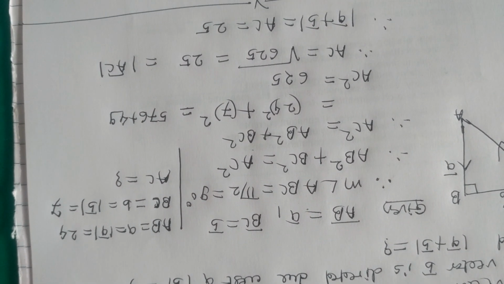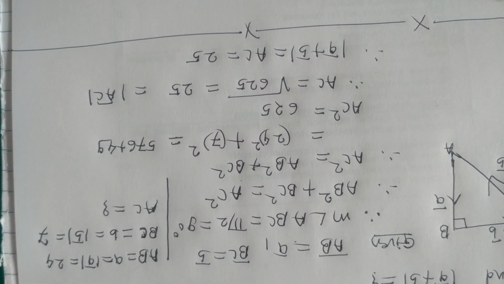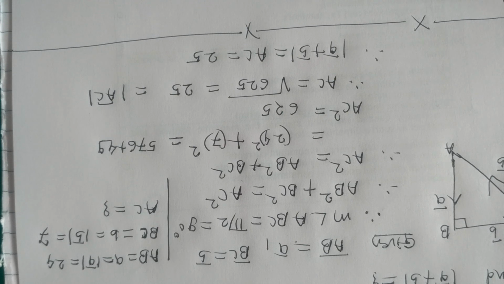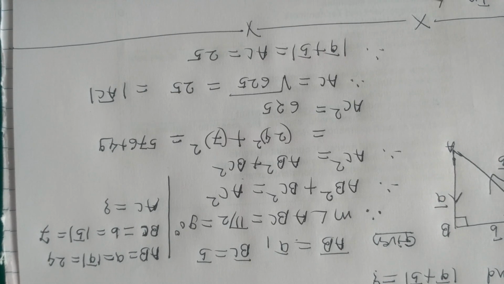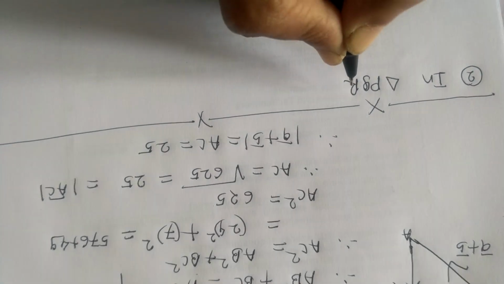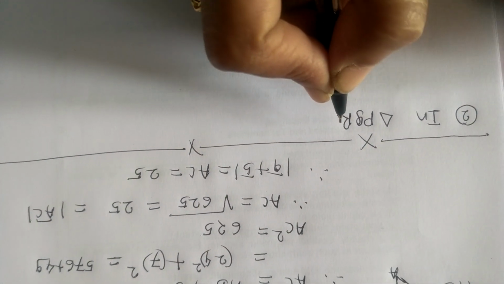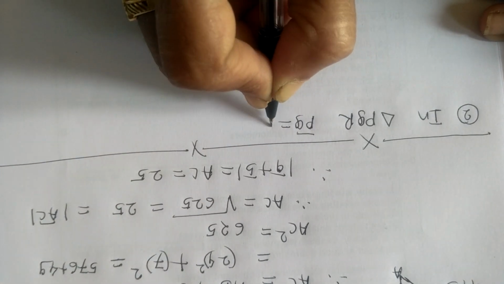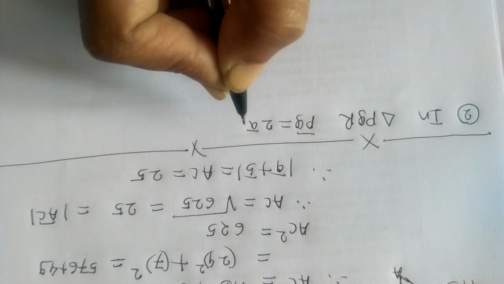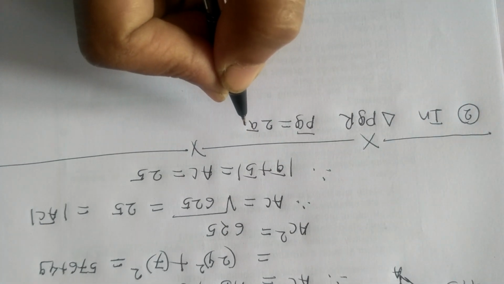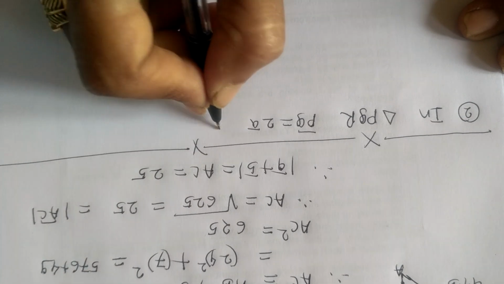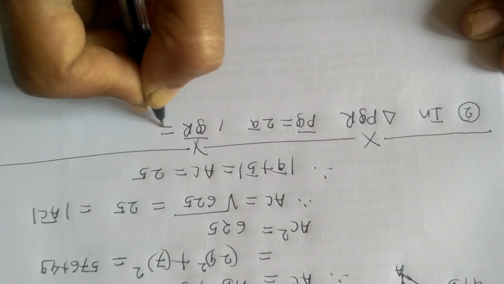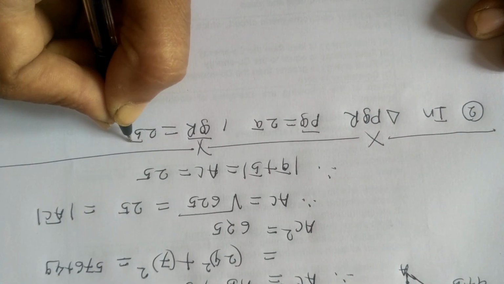Now for the second, we take one more example from the same exercise, the second question. In triangle PQR, PQ bar is given as 2 times a bar. Again it is given that QR bar is equal to 2 times b bar.